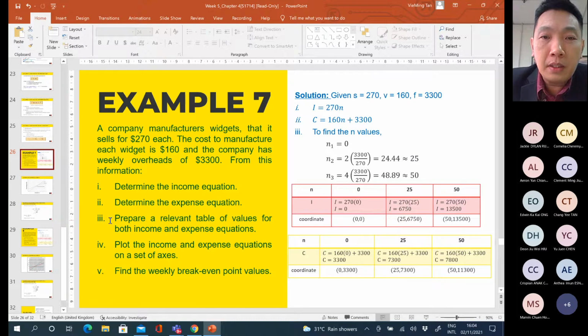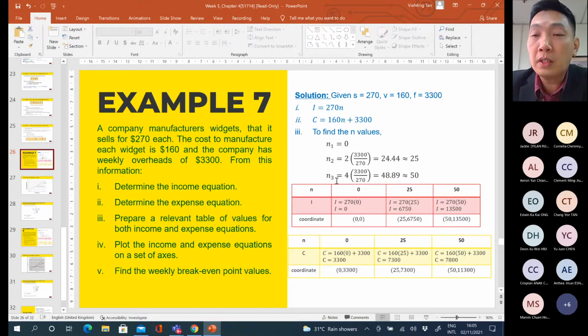Okay, so in order to identify the intersection point, we need to build a table in order to calculate all the coordinates that will be passed through by the I and also the C. So we'll start with the I calculation first. We need to have at least 2 to 3 points, at least 2 points. But because usually the income value will be very big, in this case we can have 3 points. Okay, we try to get 3 points.